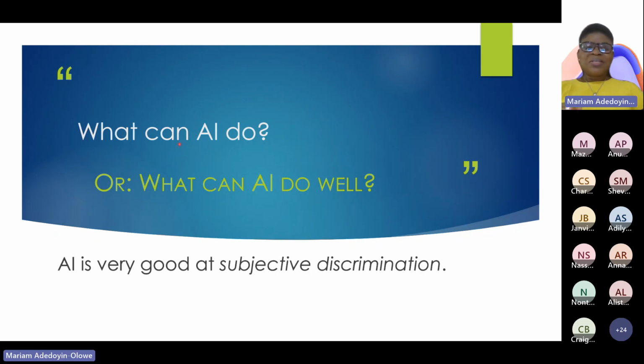One thing I want you to know is that AI is very good at being subjective. It has this tendency of subjective discrimination. AI discriminates because it is the way it learns. And when AI sees something that has not been learned, then it kind of discriminates.